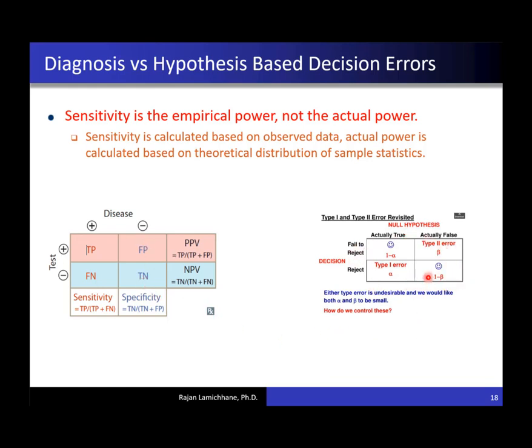But these values, this power or this 1 minus alpha, are calculated based on the sampling distribution. So it is based on some theoretical distribution and is considered the standard one. That's why these are called the empirical. When you calculate the value based on the data, that is called the empirical, what is available to you. So the sensitivity is sometimes called the empirical power, but remember that this is not the actual power.